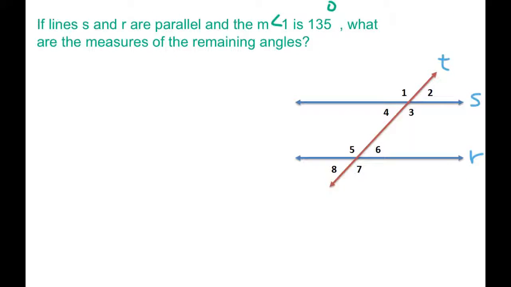All right, now, if lines S and R are parallel and the measure of angle 1 is 135 degrees, what are the measures of the remaining angles? Well, I like to put that 135 right there. I like to look at it. That's a 5.